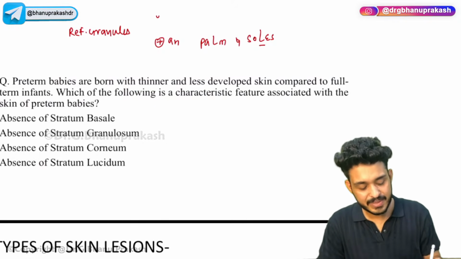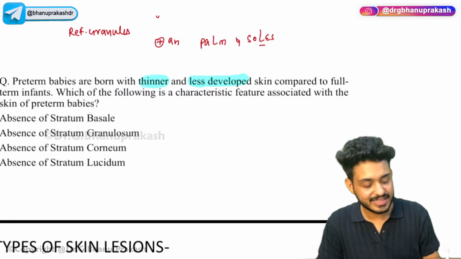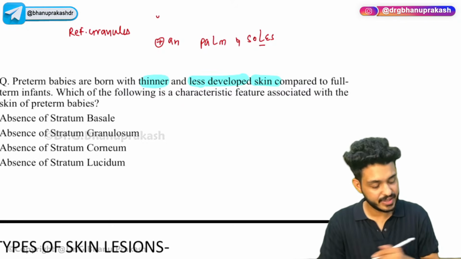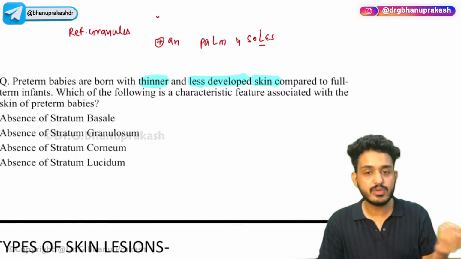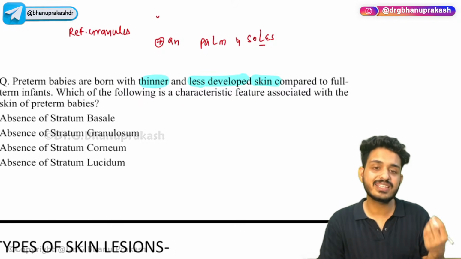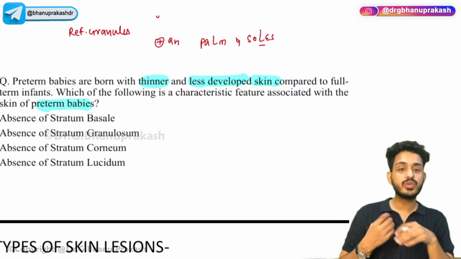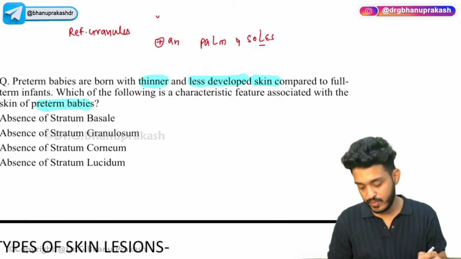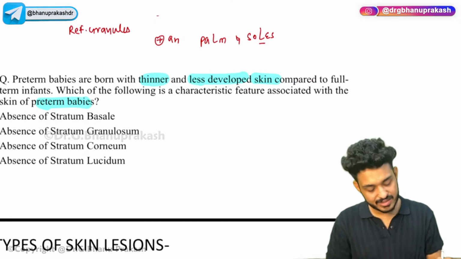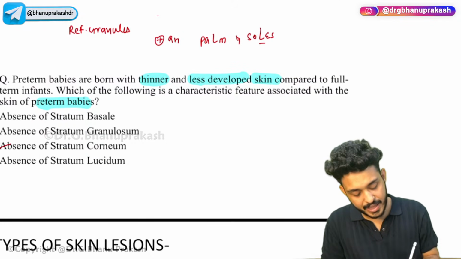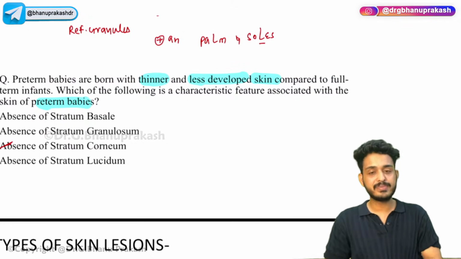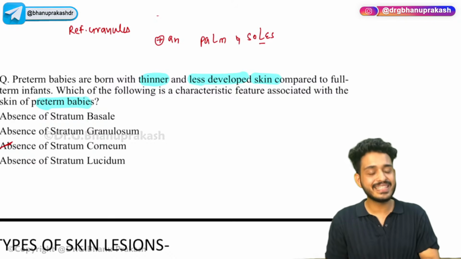So they want to know about preterm babies, who are born with thinner and less developed skin. We agree with that. As compared to full term babies, which of the following is a characteristic feature associated with the skin of preterm babies? We already know, I'm getting all the answers, that stratum corneum will be absent. But why can't basal be the answer?